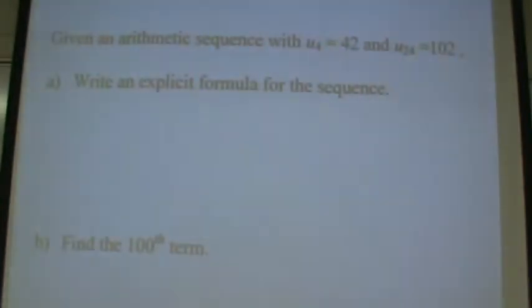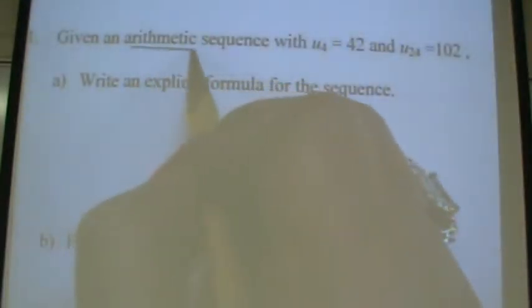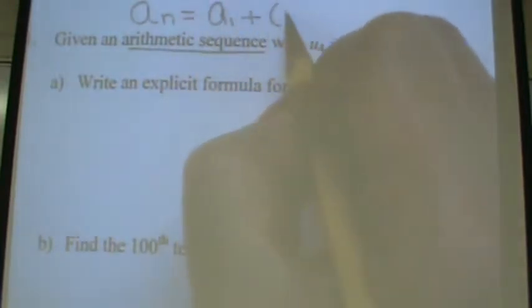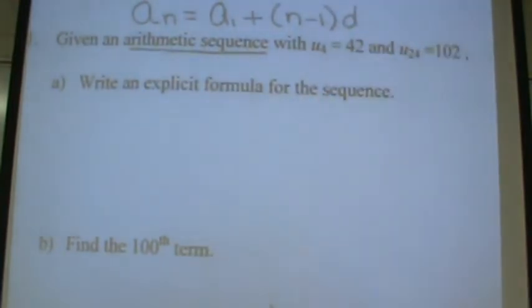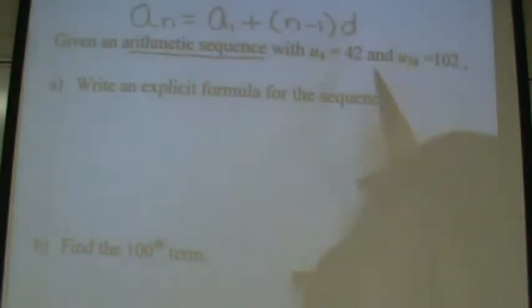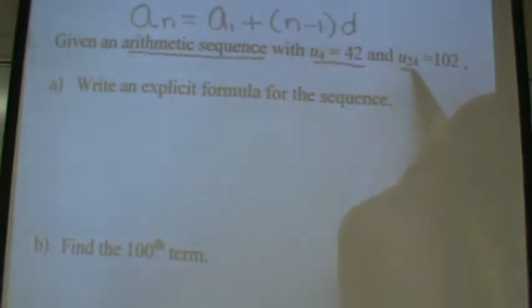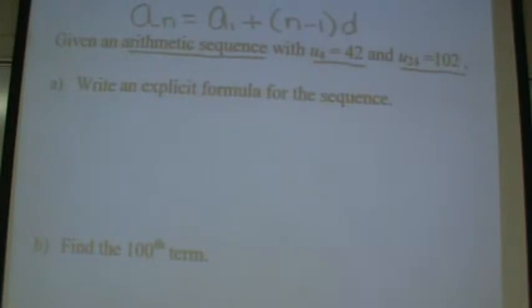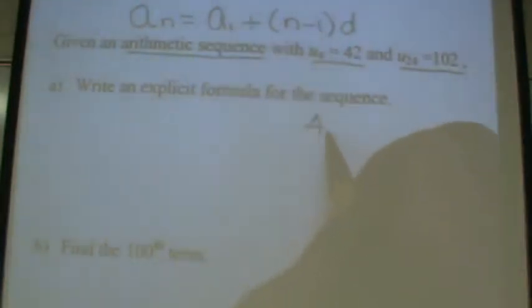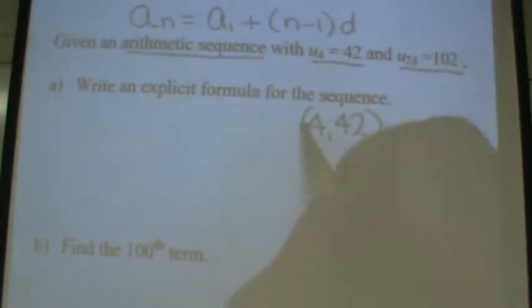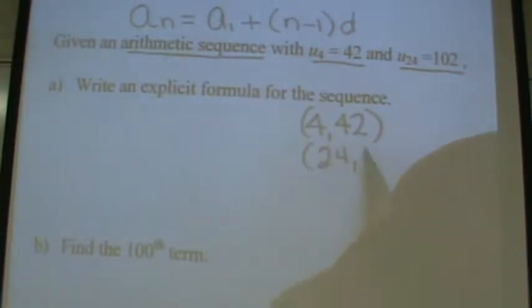This is where you're probably thinking, I don't remember doing this, but you should. We have an arithmetic sequence. Do you remember the formula for an arithmetic sequence? It's a sub n equals the first term plus n minus 1 times d. In this problem, they do not give you the first term, and they don't give you 2 terms in a row. They give you the fourth term is 42, and the 24th term is 102.